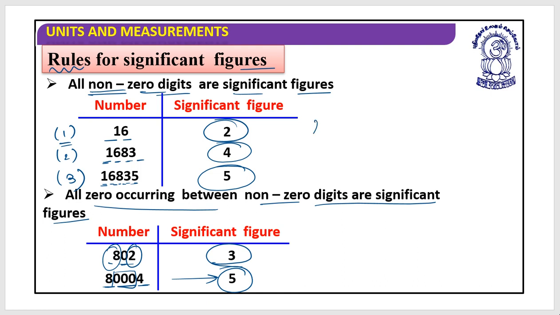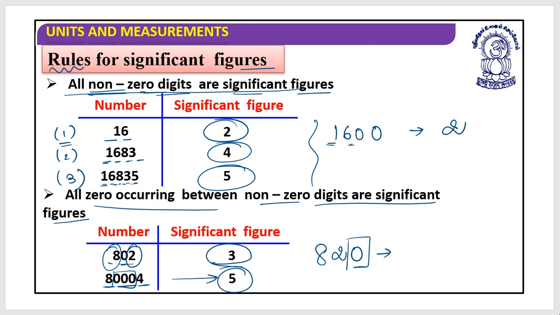Now let's suppose a number is 1600. What would it be? All non-zero digits are significant, so 1 is significant and 6 is significant. So here the significant digits are 2 only. Let's say the number is 820. Again, this 0 is not protected. It has only the number 2 preceding it, but no number after the 0. So only two digits are considered significant figures.